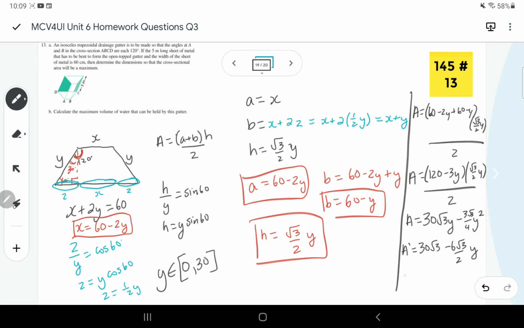So I would check A prime equals 0, solve for y, and then you're going to check 0, 30, and the result you get when you solve for y there. Just go to 2 decimal places.